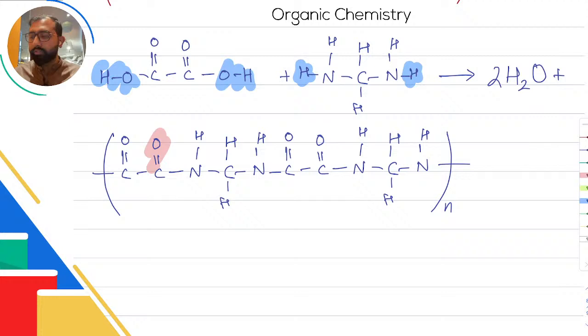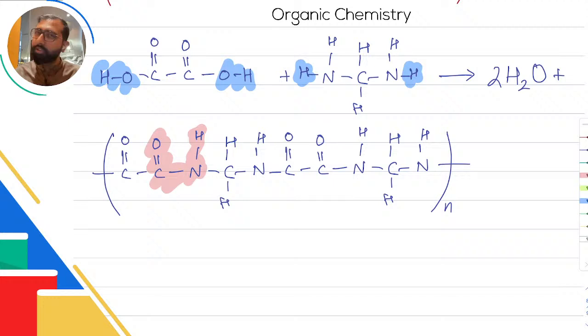Okay. Is it amide or is it peptide? Let's see. CNNC. CNNC. So this is flipping. If it flips, it is amide. If it doesn't flip, it is peptide. So this one is amide linkage. So this could be nylon or something with the same structure of the linkage. And these are condensation polymers.